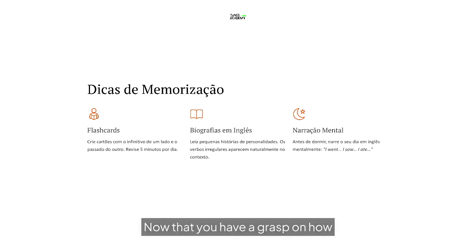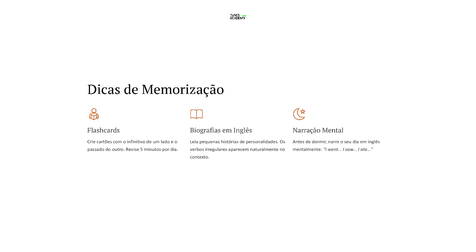Moving forward in our journey, let's explore some practical tips for memorizing the irregular verbs we've been working with. Now that you have a grasp on how to use them in storytelling, it's essential to reinforce your memory so you can recall them effortlessly in conversations. One effective method is to use flashcards.